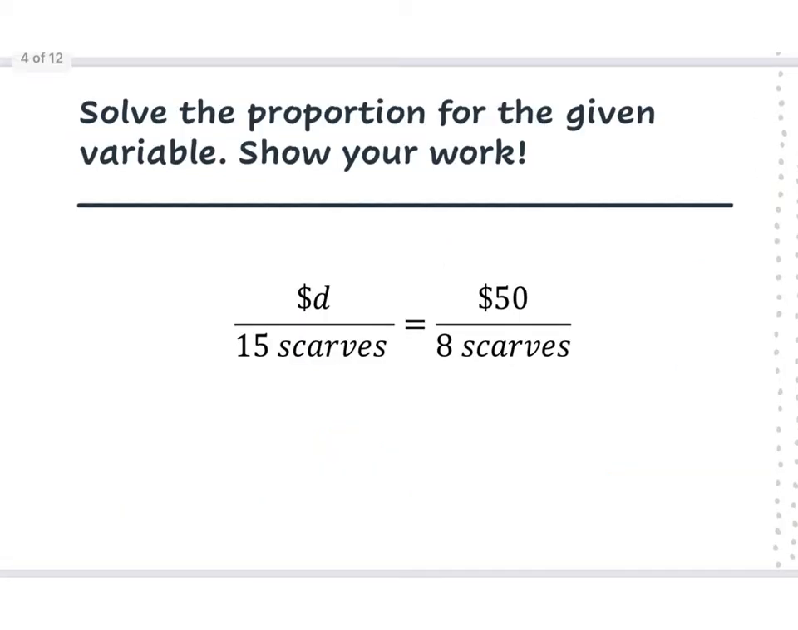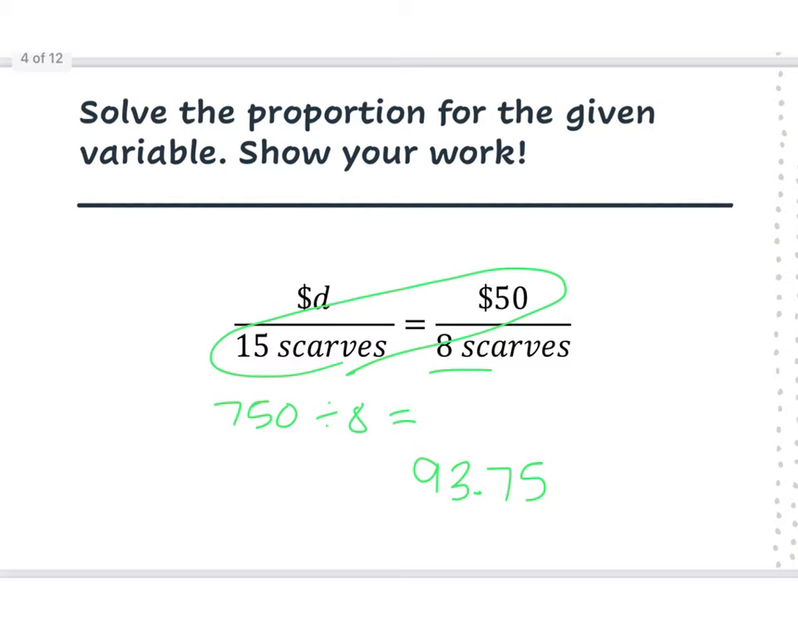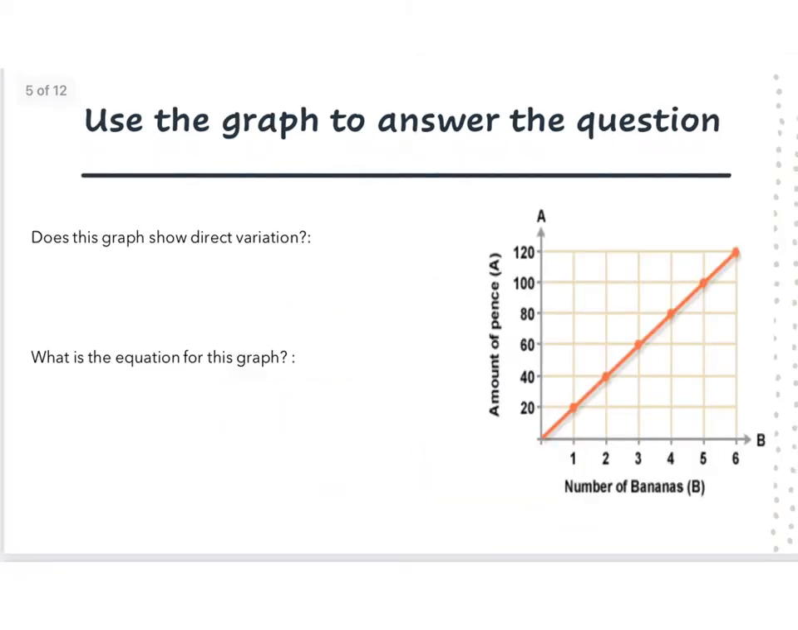All right, this one we're solving the proportion to figure out the variable. Pretty straightforward. We're going to multiply our diagonal here. So 50 times 15 gives us 750, and we're going to divide by what's left, which is 8. 750 divided by 8 is going to give us 93.75. So if I look back at my proportion, it's going to cost $93.75 for 15 scarves, since it costs $50 for 8 scarves.